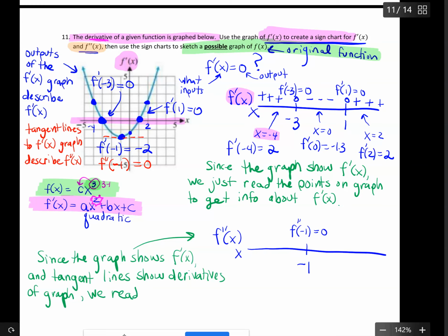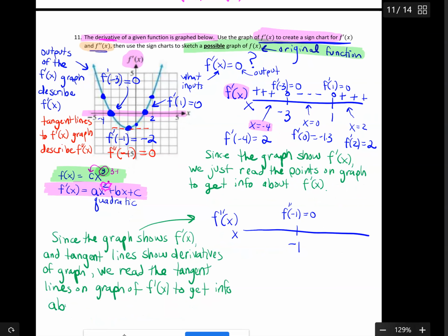So let's test a point here. Let's test -4. Let's find -4 on the graph and just look at its tangent line. So here's the point on the first derivative graph where x equals -4. If I put -4 into the second derivative, I'm reading the tangent line at that point. The tangent line is going down. I don't know the exact number, I could find the slope there, but I don't want to. I know it's pointing down. That means it's negative. So all of these are going to be negative.